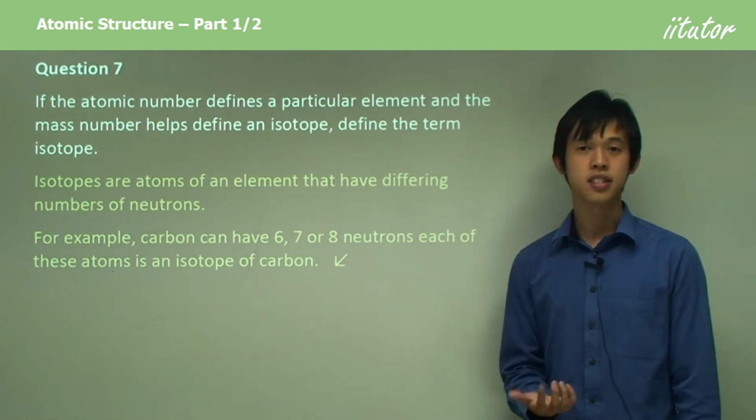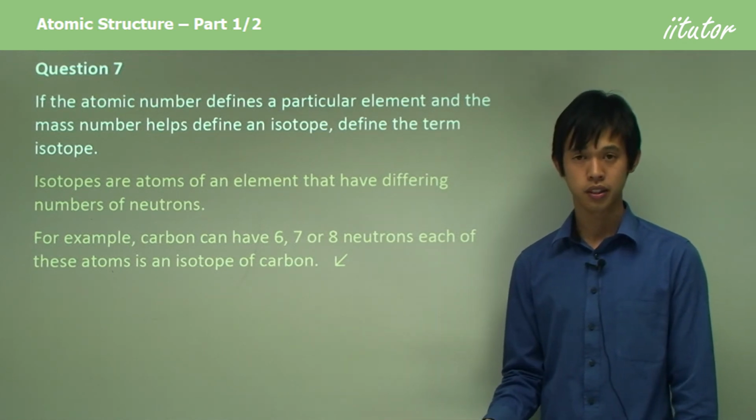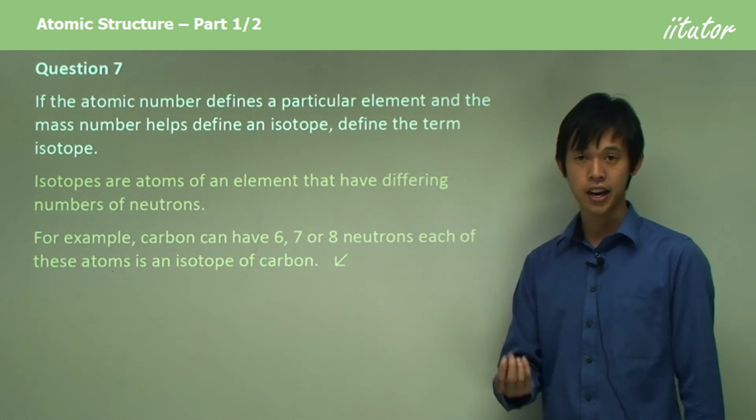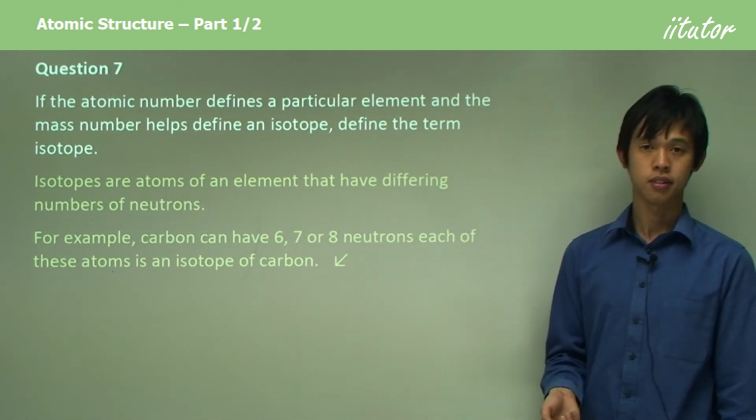The one that has 6 is considered an isotope of carbon. The one that has 7 is an isotope of carbon. And the one that has 8 is also an isotope of carbon. So you can see that they're just different atoms with differing numbers of neutrons, and that's all an isotope is.